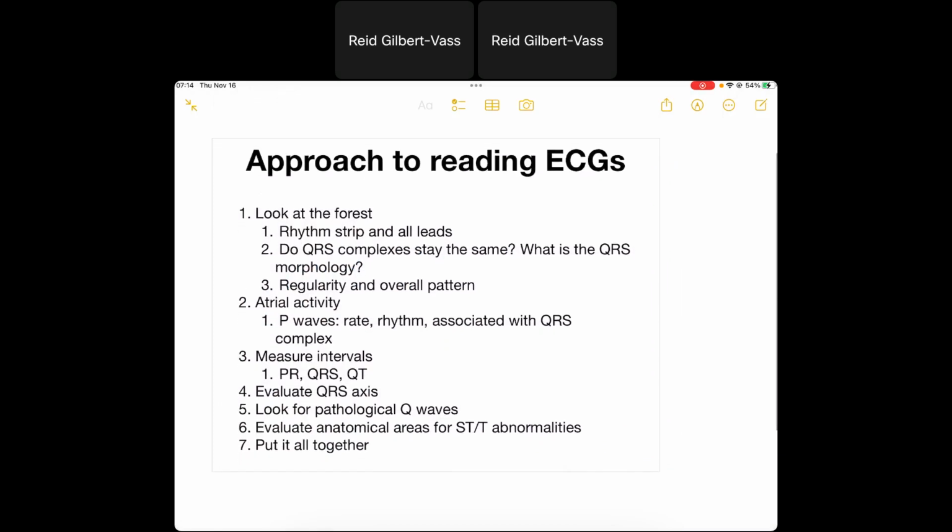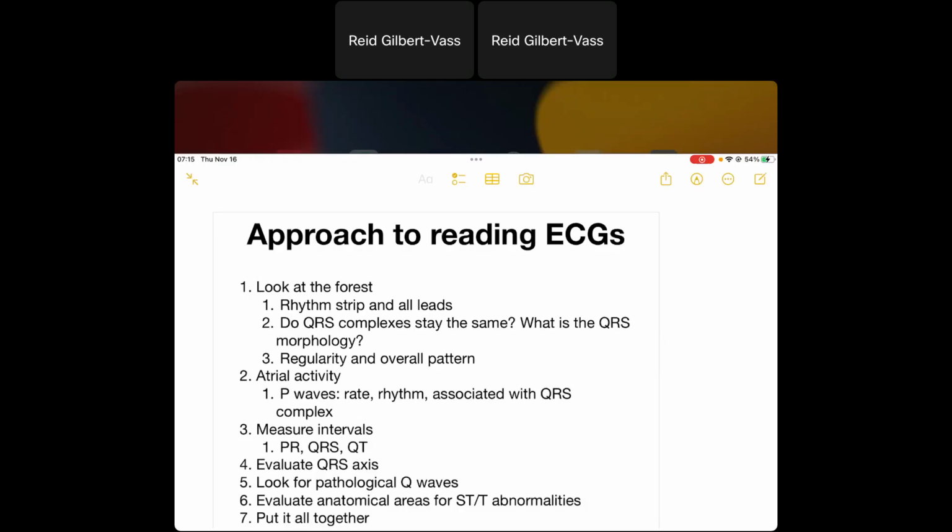Remember my approach. Look at the forest. Look at the overall rhythm. Is it regular? Is it irregular? Start forming your differential. That's what we need to do here, we need to form a differential diagnosis. Are the QRSs narrow or wide? That's going to help you change your differential. What is the atria doing? Are the P waves there? Are the P waves in the morphology that would tell you that it's coming from the sinus node? And so you need to look at that. You need to look at the intervals. What is the AV node doing? What's the PR interval? What is the QRS axis? Q waves that are pathological, and just put everything together. So that's my approach. Formulate your own, and have a great day.